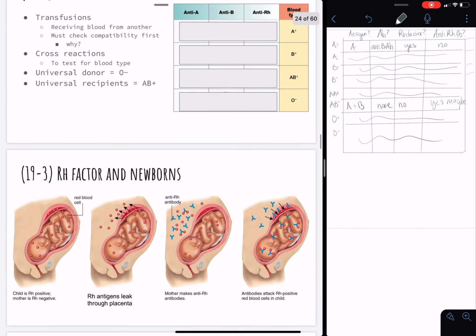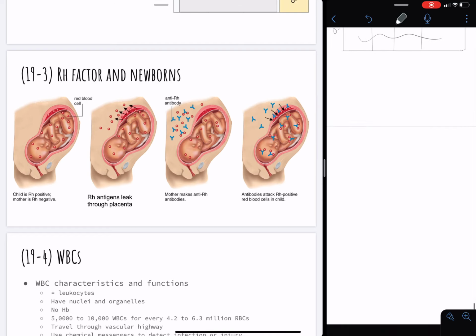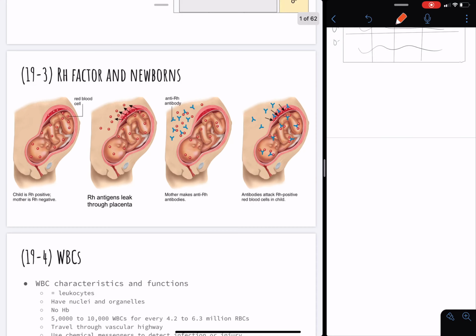Okay, so speaking of donating and receiving, let's talk about why this really matters. One of the easiest examples to relate all of this information to is something called the hemolytic disease of the newborn. Lytic cell death, newborn fetus, right? Okay, so let's talk about this for a second.